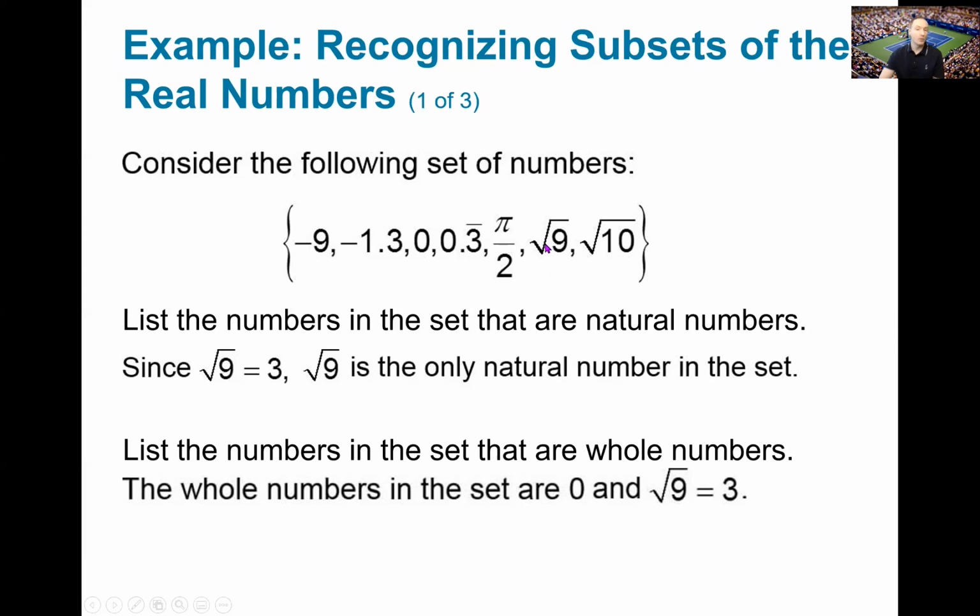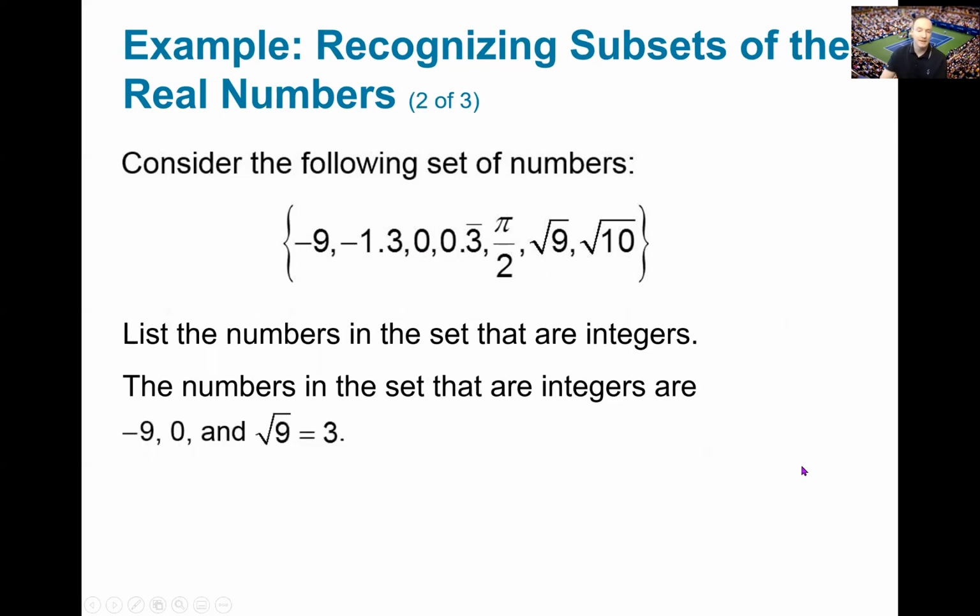The square root of 10 is going to be irrational, it's a never-ending decimal. So the only number in this set that is a natural number is the square root of 9, because the square root of 9 is 3. Now, if I ask you to list the whole numbers, you'd say, well, of course, I would still have to include the 3, because that's a natural number, and whole numbers include natural numbers, but whole numbers also include 0. So the whole numbers in this set are 0 and 3.